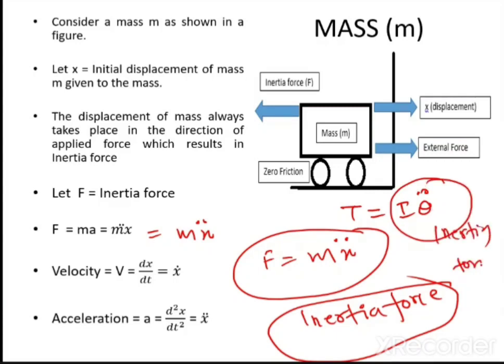T is nothing but a torque, and F is nothing but a force in the linear system. So m into x double dot is the inertia force, and I into theta double dot is the inertia torque.